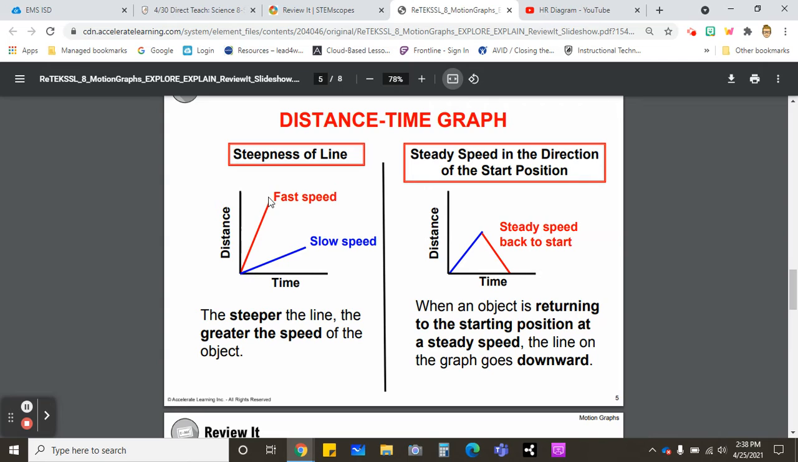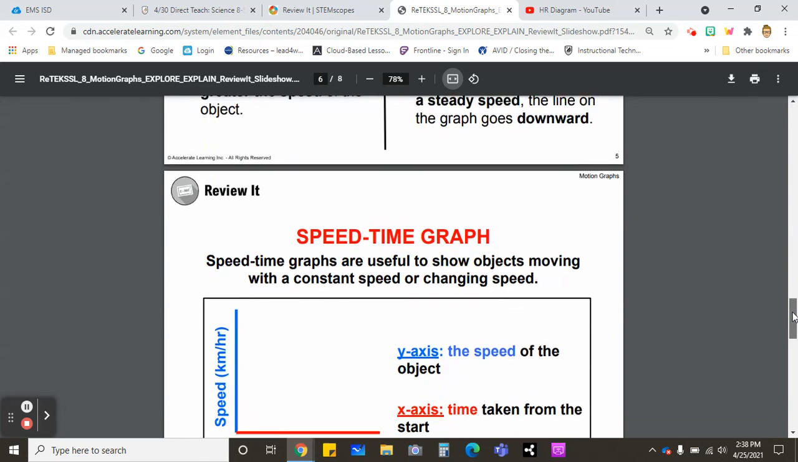If the line is steeper, like this red one, it's going to be a faster speed. And if it's slower, it's going to be flatter. And if it's going back to the start, it's going to actually go back to the start. It's going to go downward.